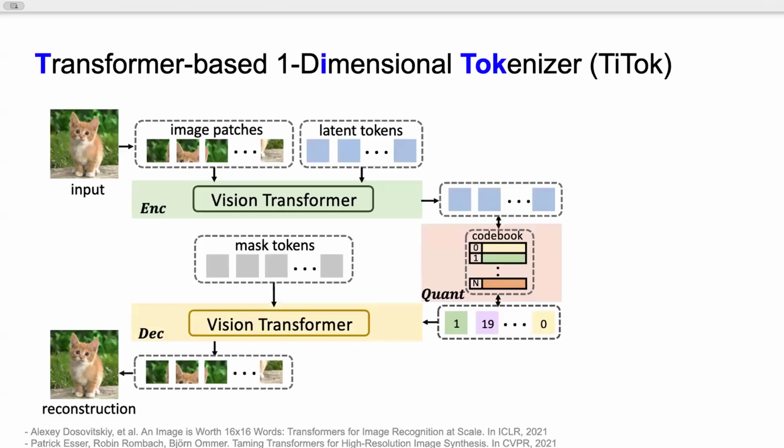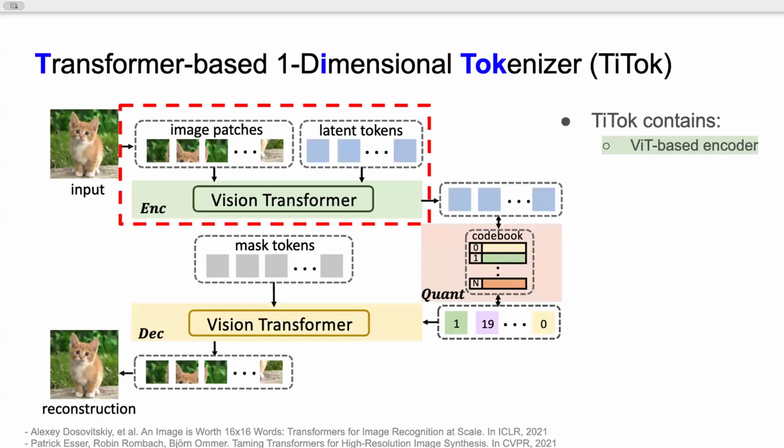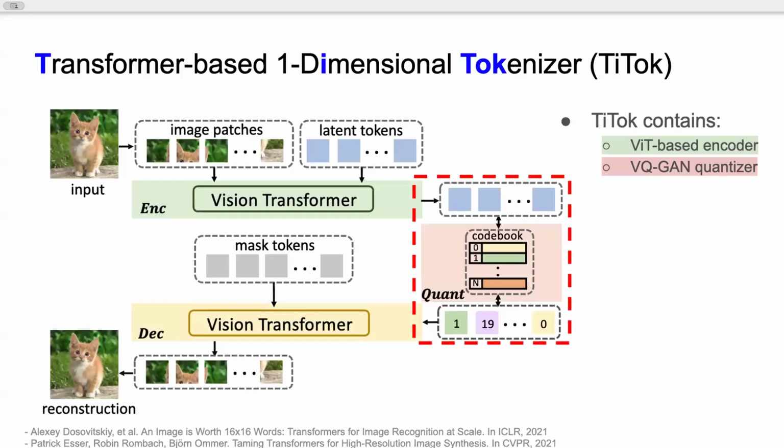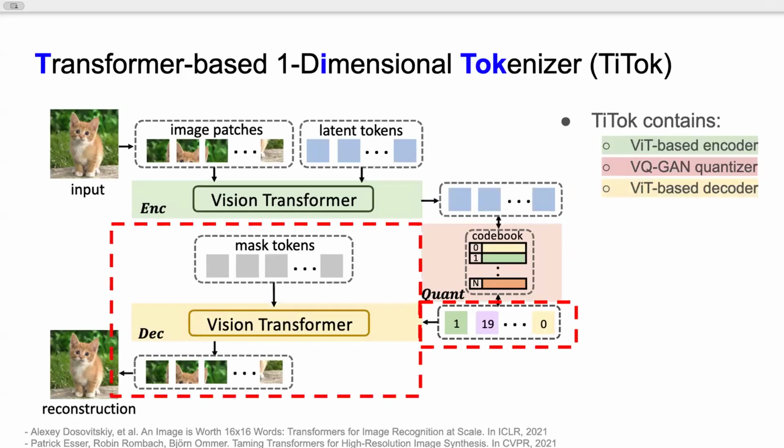To answer the question, we propose the Transformer-based 1-Dimensional Tokenizer, TiTok. It's a very simple but effective framework. It contains three components. First, a vision transformer-based encoder that takes the image patches and the latent tokens as input, and the latent tokens are used to learn the image representations. Second, we have a VQ-GAN quantizer that quantizes the latent tokens into discrete values. Third, a vision transformer-based decoder that takes the mask tokens and the discrete tokens as input and learns to reconstruct the images.